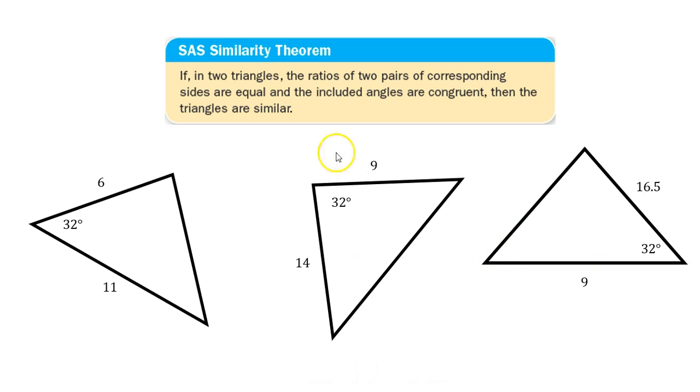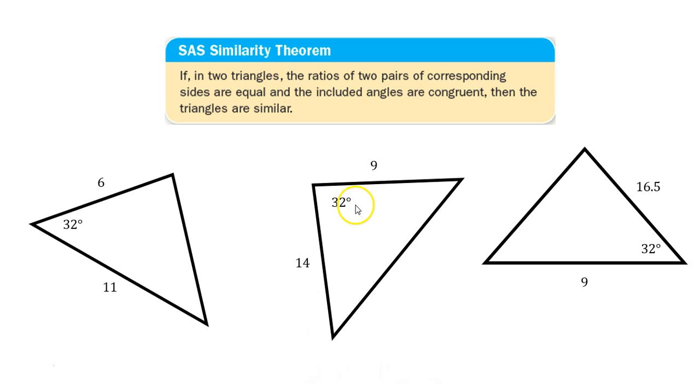So notice that's what I have with these three triangles here. Here's the angle, and this angle here is formed by a known side and a known side. And when I say a known side, I mean there's a measurement on that side. So 32 is formed by 6 and 11. 32 is formed by 9 and 14. 32 is formed by 16.5 and 9. So that's what this included angle means. And the included angles have to be congruent. So I made 32 the same in all of these.